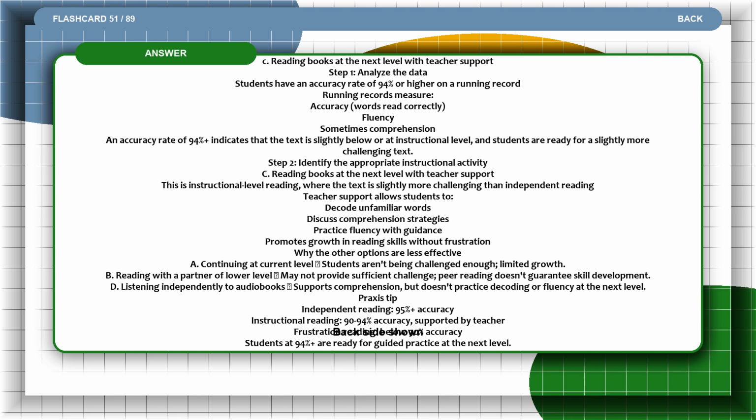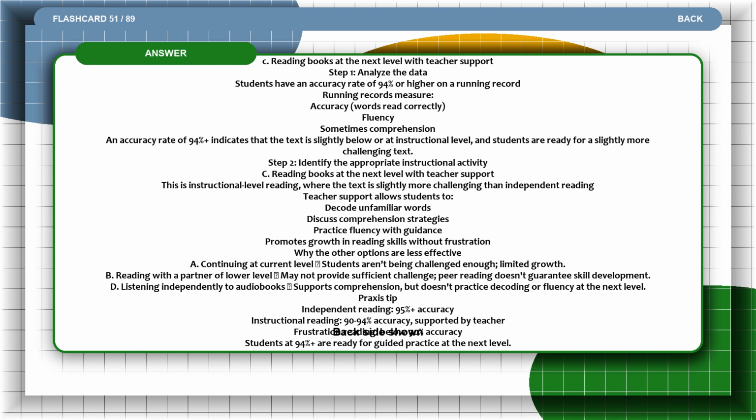Praxis tip: independent reading is 95% plus accuracy, instructional reading is 90 to 94% accuracy, supported by the teacher. Frustration is reading below 90% accuracy. Students at 94% plus are ready for guided practice at the next level.